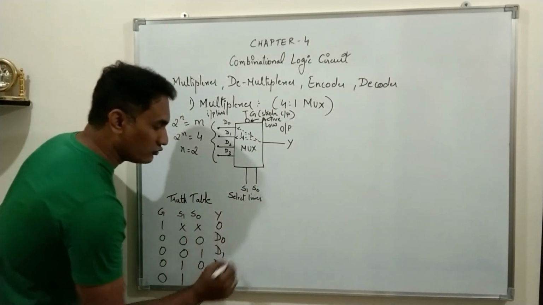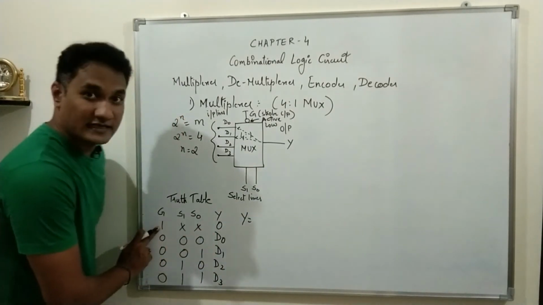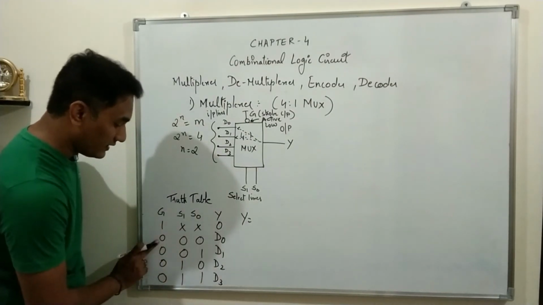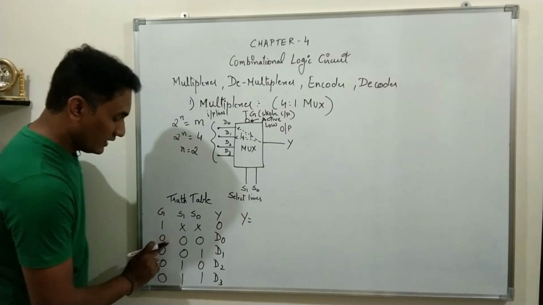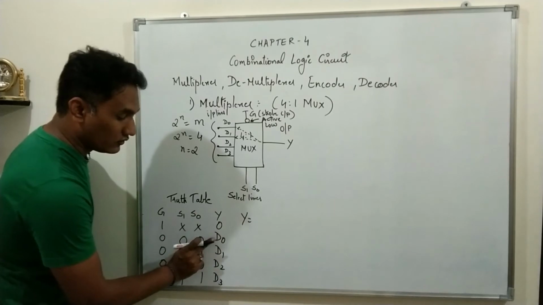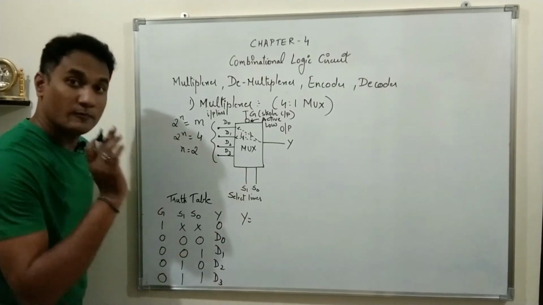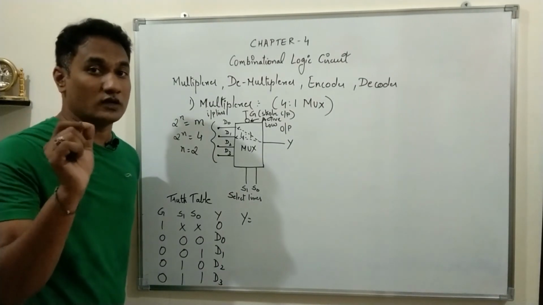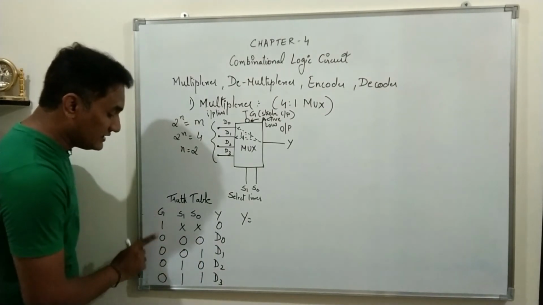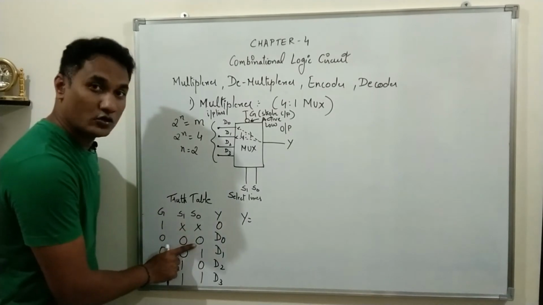Now you have only one output, so Y is equal to, of course, in the first case the entire chip is disabled, so we don't care about that condition. We go by the second condition. When G is 0, S1 is 0, S0 is 0, which input is selected? D0. So the term will be like this. Please listen to what I'm trying to say. The condition when D0 is selected, when G is 0 and S1 is 0 and S0 is equal to 0.